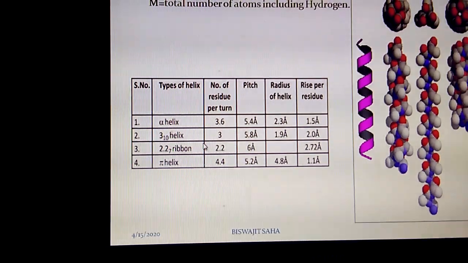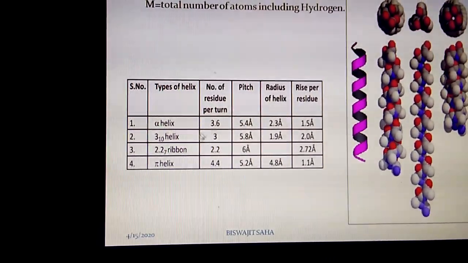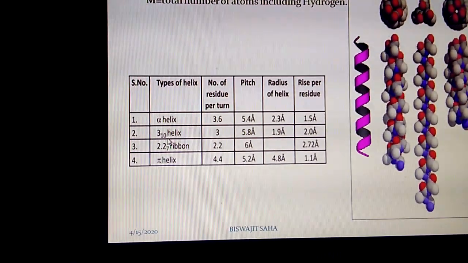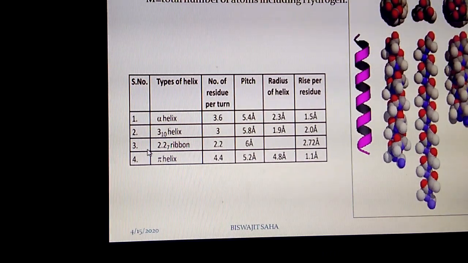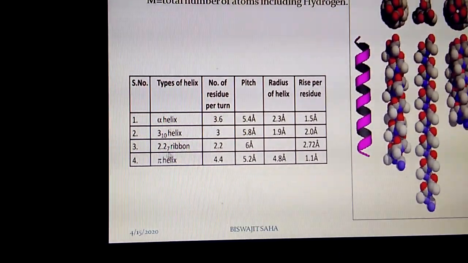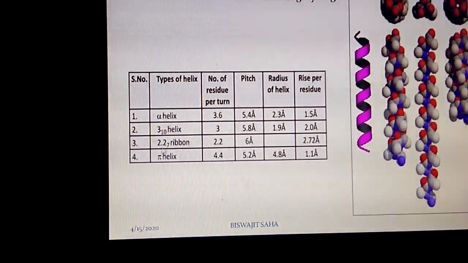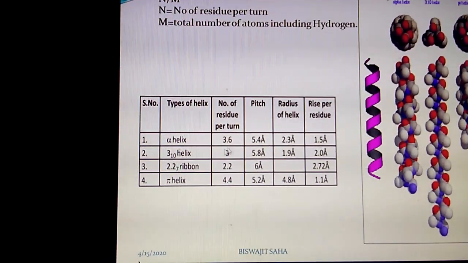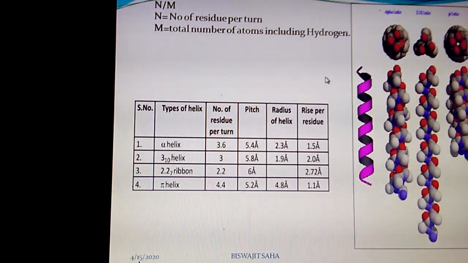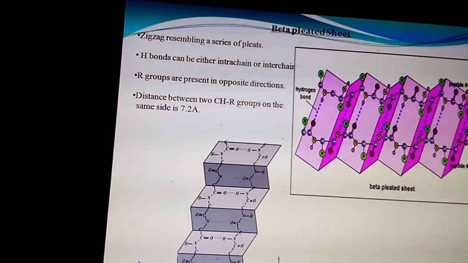Simultaneously, if there is a question about what you mean by 3-10 helix, that means 3-10 helix is formed by 3 amino acids per turn of the helix, and it contains 10 atoms including hydrogen. If it is the 2.2-7 ribbon, then 2.2 amino acid residues are present per turn of the helix, and 7 atoms including hydrogen are present per turn. So this is the way by which you can explain what is the 3-10 helix or 2.2-7 ribbon or the pi helix. Now we should go for the second type of structure, that is known as the beta pleated sheet.